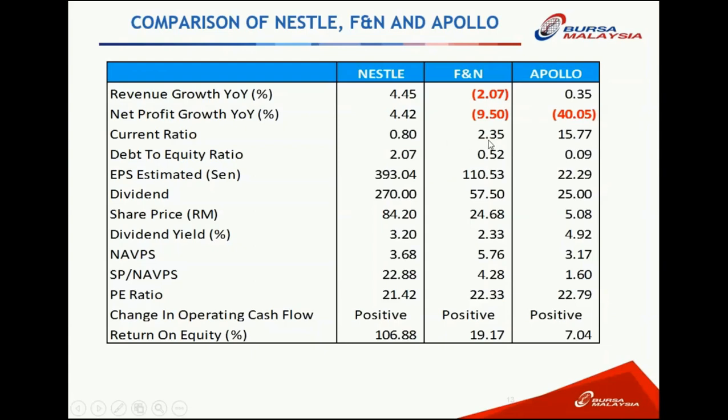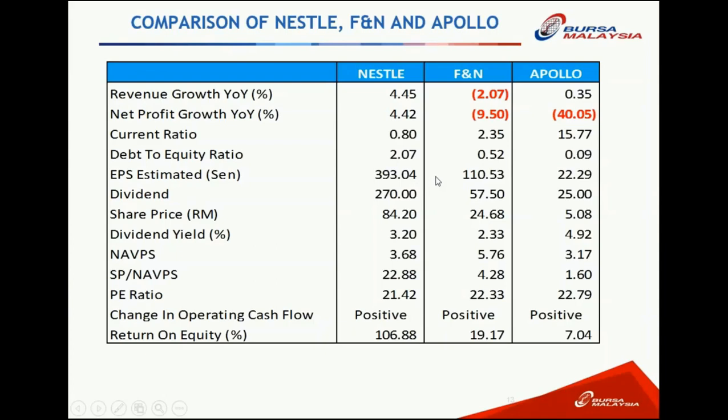So when we look at the current ratio in this instance, Nestle may need to incur debt to balance up its current ratio, or to reduce its dividend, because normally our KPI is that it must be above 1.5, but in this case it's even less than 1. Debt to equity ratio is very high for Nestle, it's 2.07, whereas F&N is 0.52 and Apollo is 0.09.